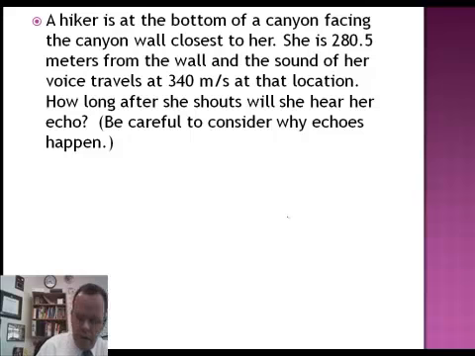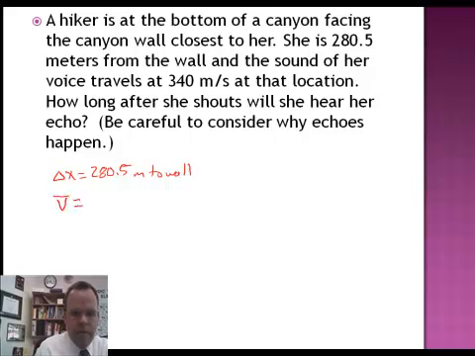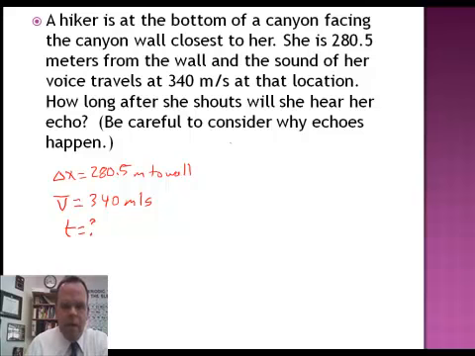Okay, let's write out what we know. We know in this case that she is 280.5 meters to the wall. We know that the average velocity of the sound is 340 meters per second, and we're looking for a time. Key thing to remember though is this, be careful why echoes happen. Think about the echo. We need to think in this problem about why an echo happens.